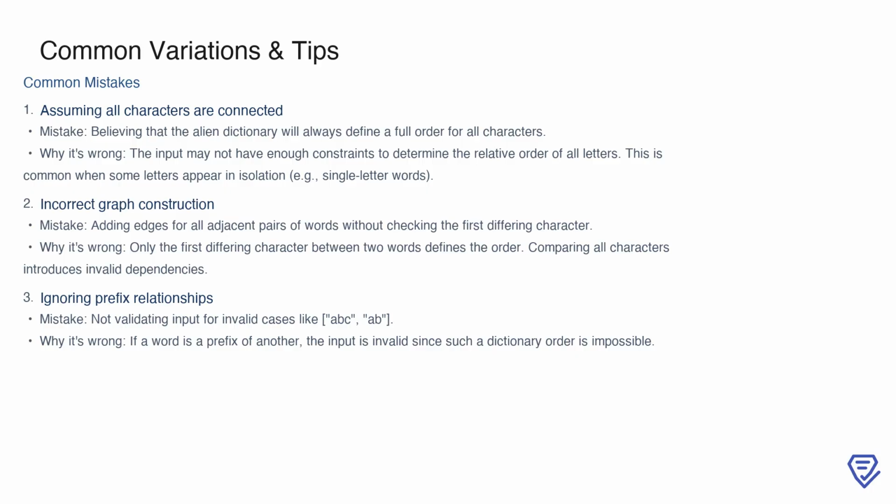Lastly, watch out for prefix relationships. If one word is a prefix of another, such as in the case of ABC and AB, the input is invalid since it's impossible to determine a valid ordering from such data. Recognizing and handling these scenarios correctly is key to solving the problem effectively.